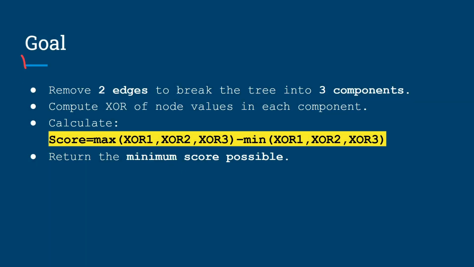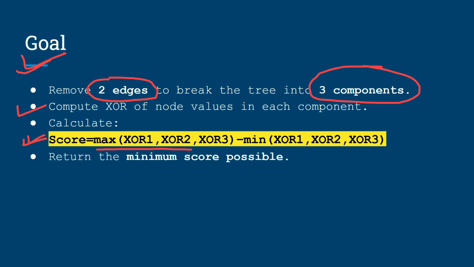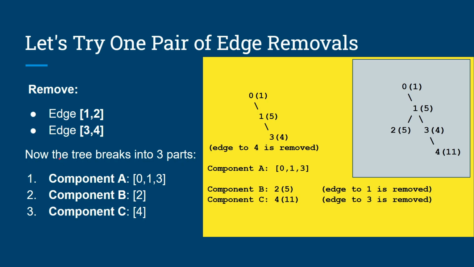So what is our goal? Our goal is to remove 2 edges. We have to remove 2 edges to break the tree into 3 components. I hope you understand the problem, right? Then we have to compute the JOR of the node values in each component. So how are we going to calculate the score? You will find the max of the JOR 1, 2 and 3, or you can say A, B and C, and then you will take the min of the JOR 1, 2 and 3, and subtract. I hope you understand it mathematically. If you understand the goal clearly, you can do the operations. You only need to understand how to do that. Then you return the minimum score which is possible.